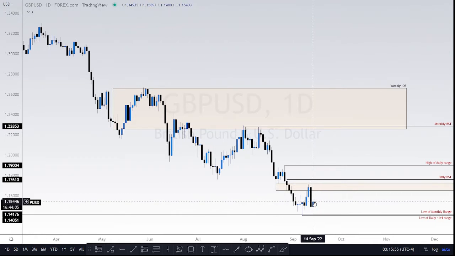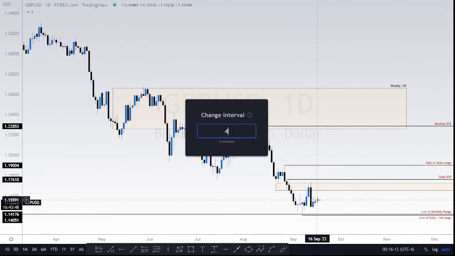So what I'm anticipating today is a bearish continuation towards the low of the daily range, right? So again, I did mention that we are going to likely see another session of drop. It will take place at some point between today and tomorrow. We're taking a look at the 4-hour time frame.